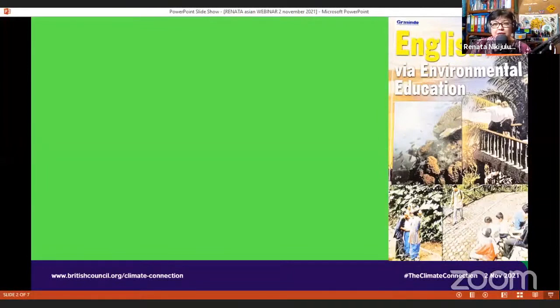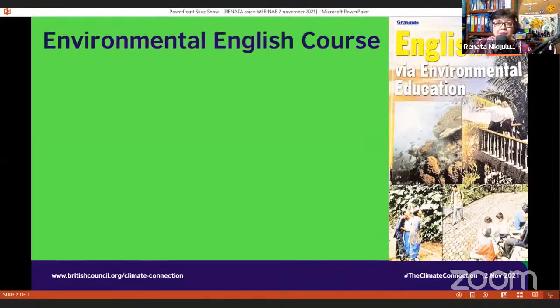The writers came from different universities throughout Indonesia, and two of our senior lecturers joined this, and they wrote one of the texts or lessons from this book. So based on this book, we came up with the environmental English course. I think we started in 2003. It's an elective course with 2 credits.